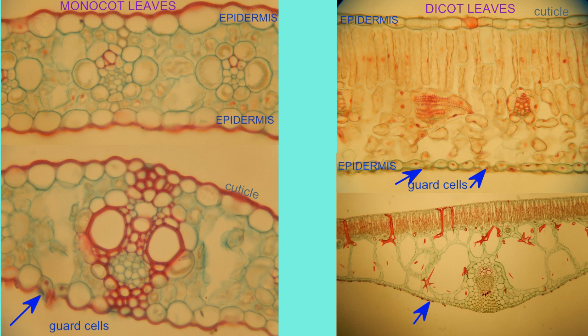The leaves of monocots and dicots vary, but they share most features, such as the epidermis, which covers the leaf with a waxy cuticle and lacks chloroplasts, but possesses guard cells and trichomes. The mesophyll, which makes up the majority of the leaf tissue and includes the photosynthetic cells, and the veins, which carry both xylem and phloem.